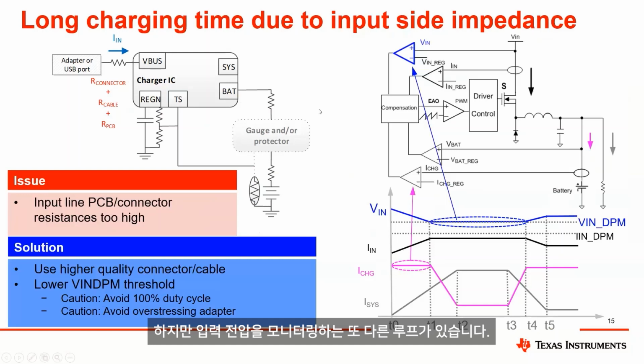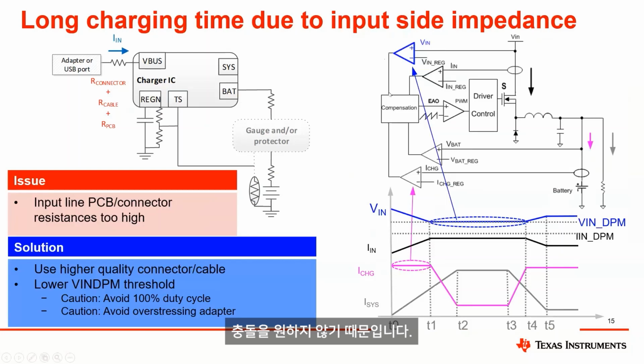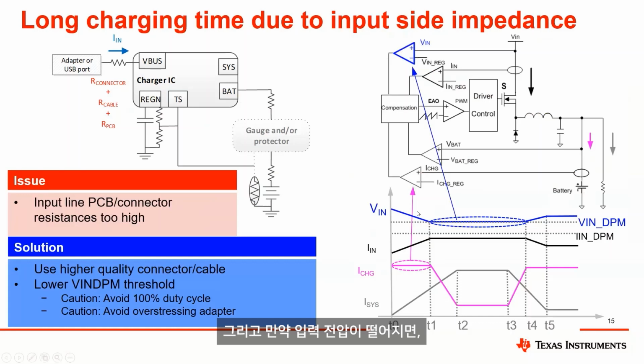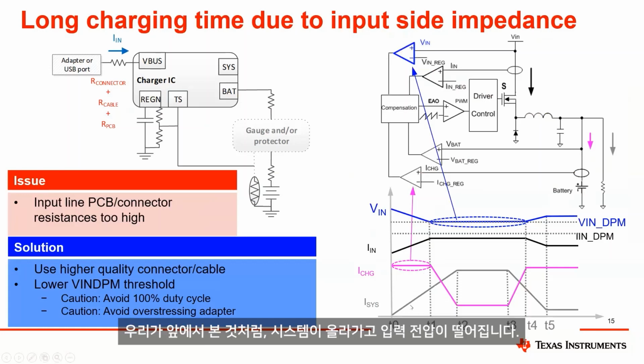But we also have another loop where we monitor that input voltage, because we don't want to crash, especially like a USB port, we don't want to crash that voltage by pulling too much current. So similar to the input current limit that we looked at previously, the VINDPM loop monitors the input voltage against a preset value, and if the input voltage dips, as the system comes up and the input voltage droops because we're pulling more input power, then all of a sudden we have to start reducing the charge current to make sure the system keeps its power and doesn't collapse.